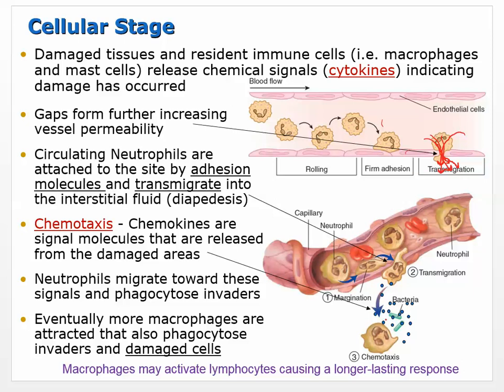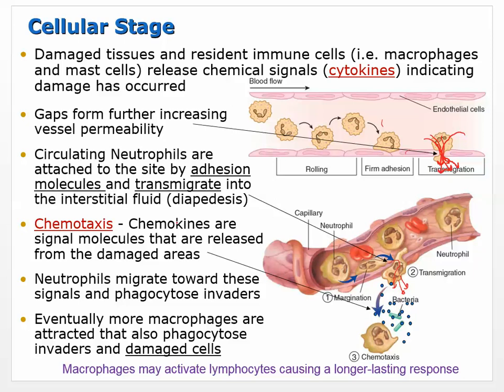Okay? So circulating neutrophils are attached to the site by adhesion molecules. Normally these neutrophils are just rolling through just fine. And then when a signal happens, there are these little binding proteins, or adhesion proteins, that will grab those neutrophils and say, whoa, stop. And then that neutrophil will stop and it will transmigrate, diapedesis, and move into these areas. Same thing with macrophages. Macrophages will do this too. And it will move toward where the bacteria are.